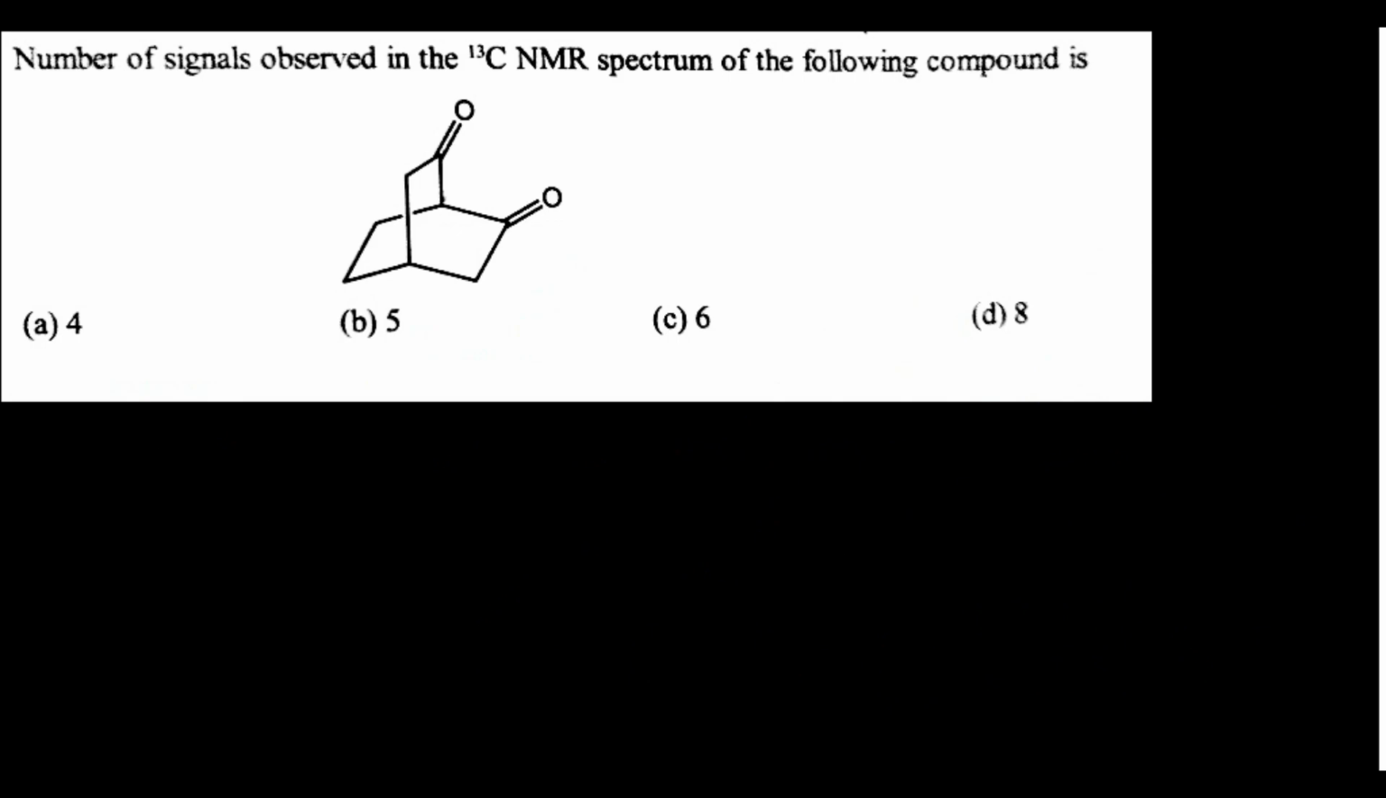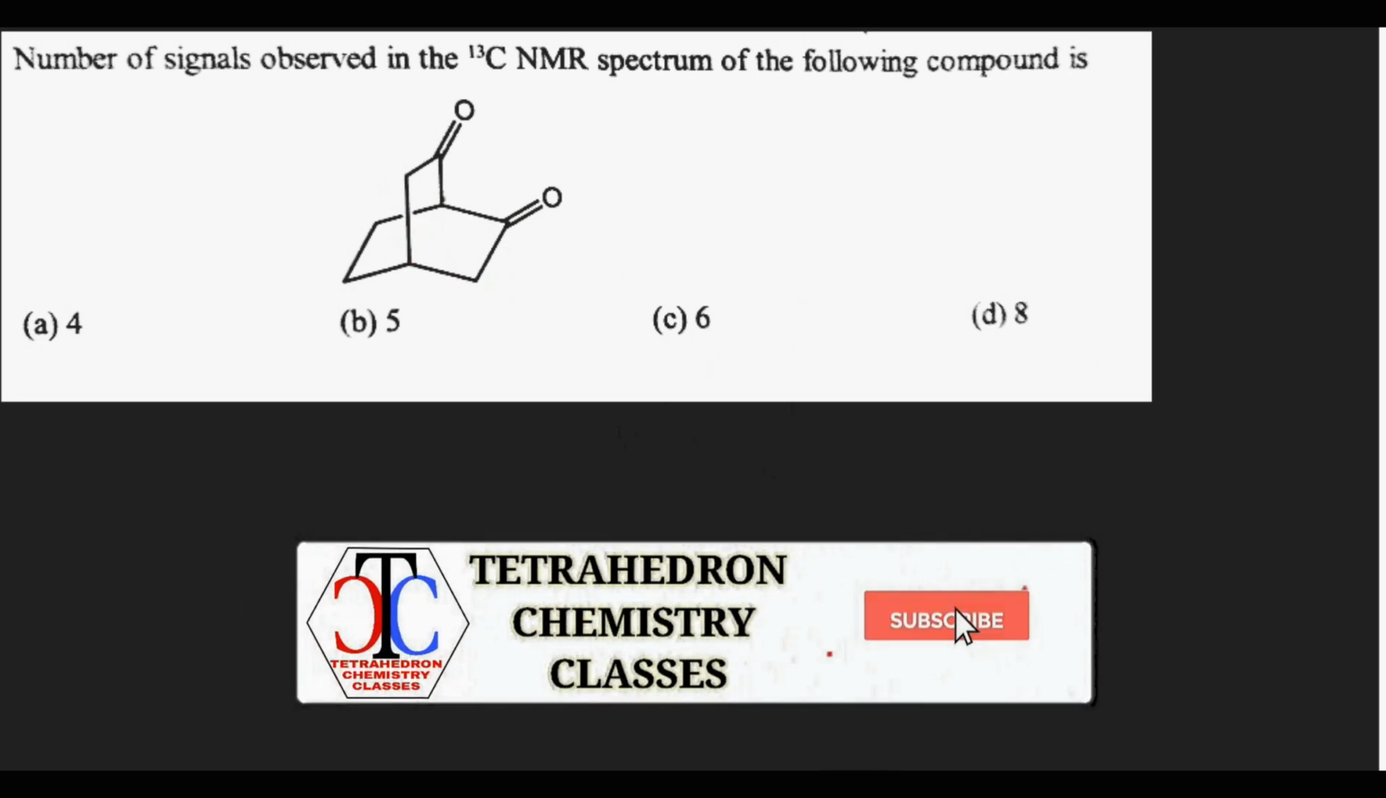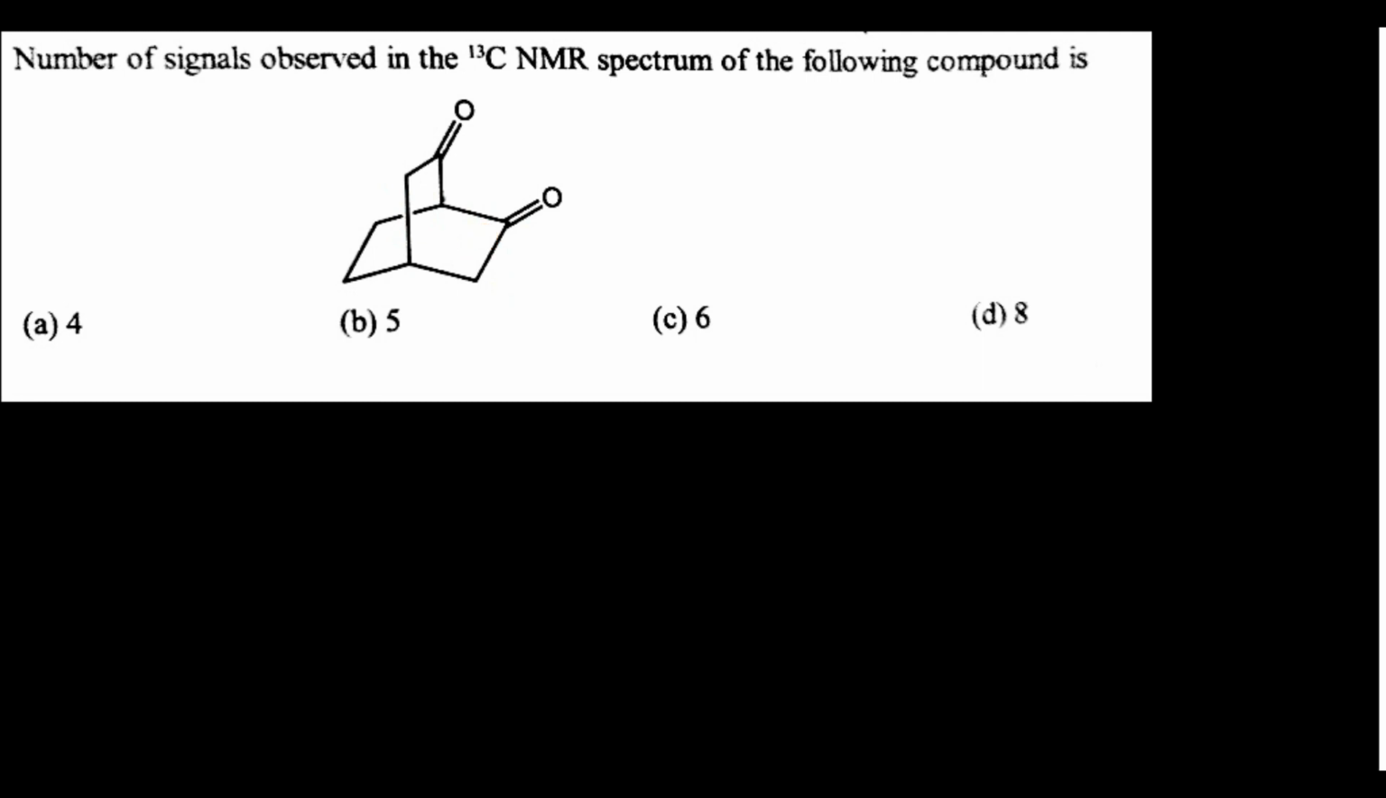Now moving to the next problem, it says: number of signals observed in the 13C NMR spectrum of the following compound. So it's a natural compound. We study such types of compounds in natural product chemistry. So there is no need to know the name of this particular compound. How many different kinds of carbons there are would decide the number of carbon signals in the spectrum.